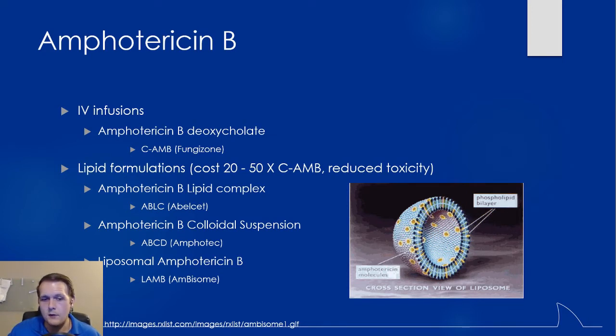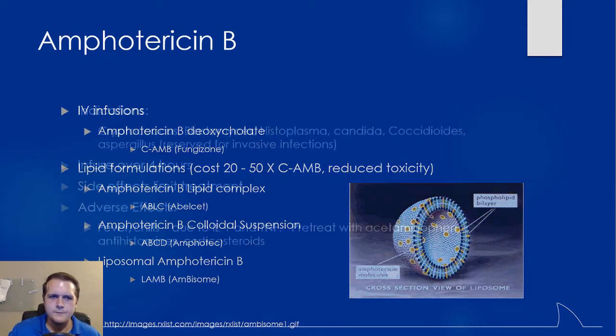The most common one that I'm used to using is AmBisome, which is liposomal amphotericin B. You can see here it comes in a solution that has all these little phospholipid bilayers. This is just like our cell membranes, and it's impregnated with amphotericin molecules. By doing that, you can help to limit the amount of amphotericin that gets stuck on our cells and causes some pretty significant side effects.